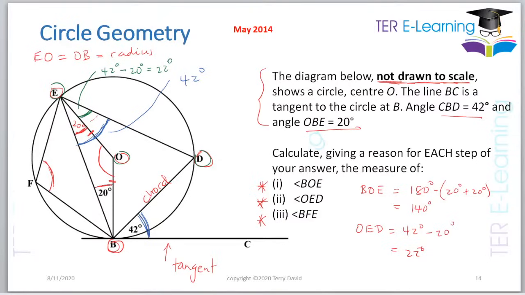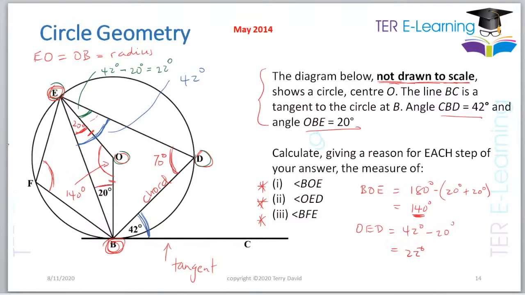Now, remember we worked out BOE. That was 140 degrees. We worked this out here. So this angle inside here is 140 degrees. We just worked that out. Now, there is a rule that says the angle at the center is twice the angle at the circumference. This line here, EB, is a chord, and that chord is forming an angle at the center, which is 140. Therefore, you can work out this angle here. The angle at the circumference will be half of that. So that angle there has to be 70 degrees.